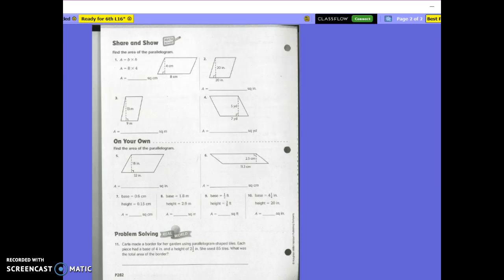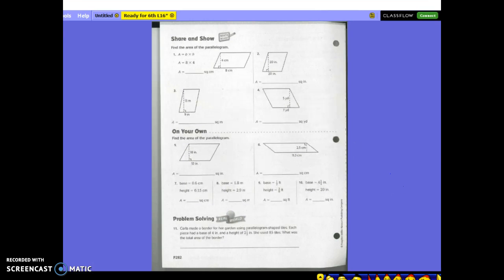Okay, let's go on to the share and show on the back. So what are we going to do here? We're going to take your base times your height. Remember, area is equal to base times height. Sorry, I've got to get my tools up. Hopefully. So here we go. 8 times 4 is 32. And notice they put square centimeters.